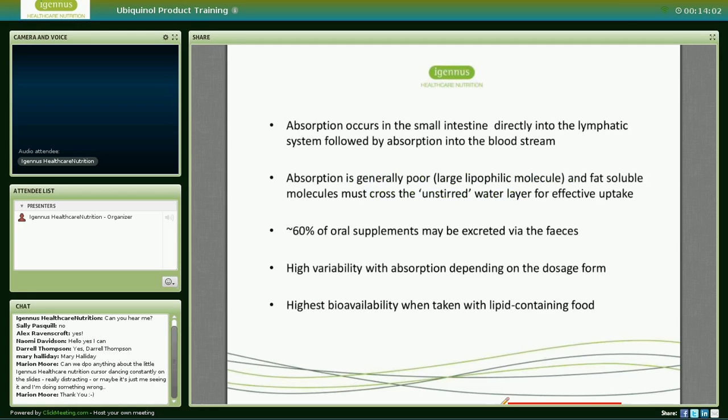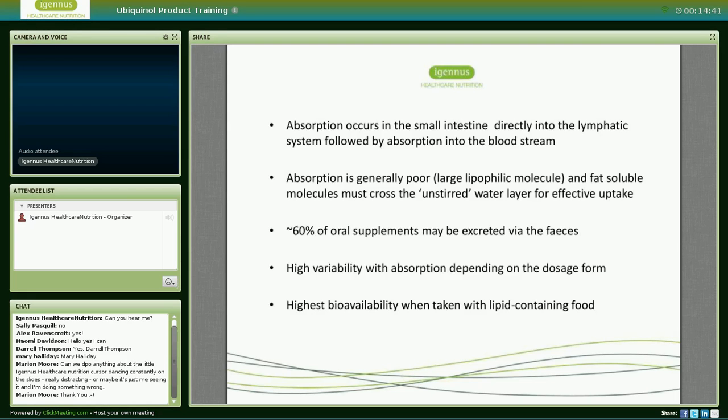So coenzyme Q10 absorption occurs in the small intestine. It goes directly into the lymphatic system, and this is followed by absorption into the bloodstream. Coenzyme Q10, because it's such a large lipophilic molecule, the absorption is generally poor, whether it be ubiquinol or ubiquinone. And this is because fat-soluble molecules have to cross something called the unstirred water layer that is in between the lumen of the gut and the cells themselves.